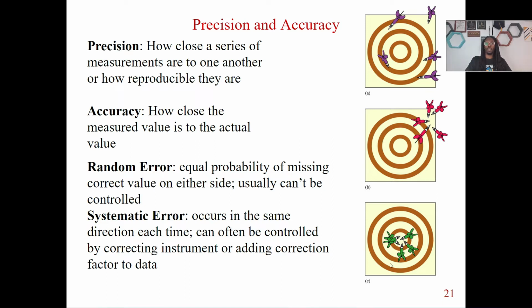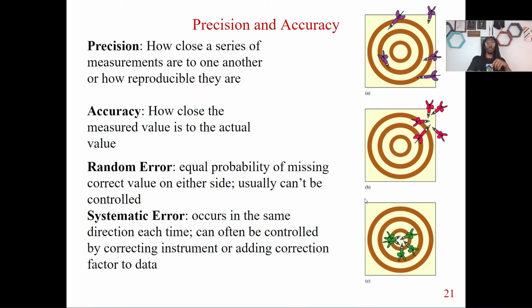So this in C is showing me that it's actually precise and accurate. It's very precise because all of the darts are by each other. But it's also accurate because it's close to the measured value. In this case, the thing that we want is the bullseye. So this is precise and accurate.